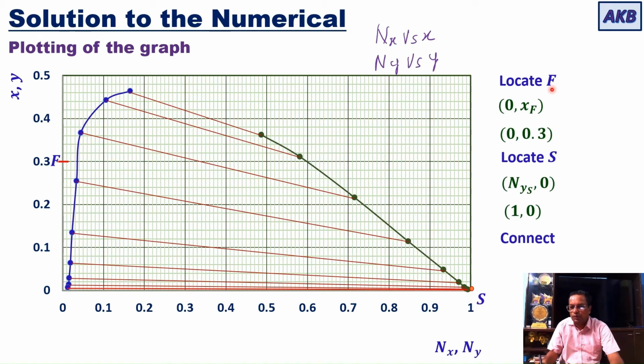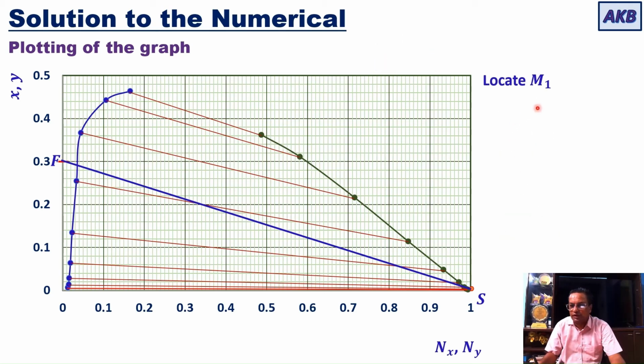So after locating point F and S, next task is we have to connect F and S with a straight line. So we are going to do that. F and S are connected with a straight line and we get this. Okay. So point F is located, point S is located, and now we have connected F and S. Now let us move ahead.